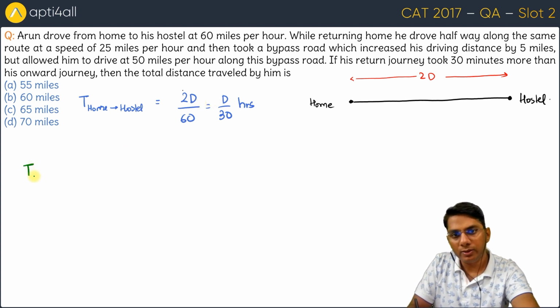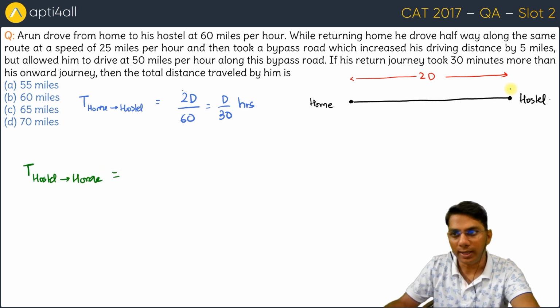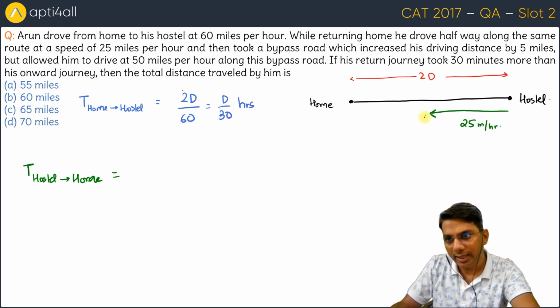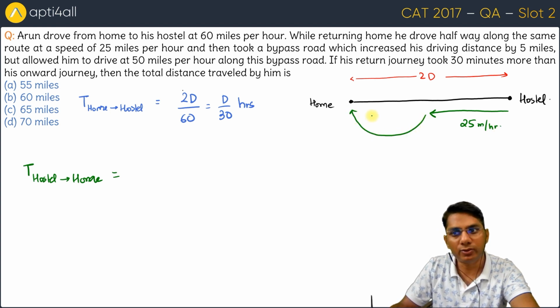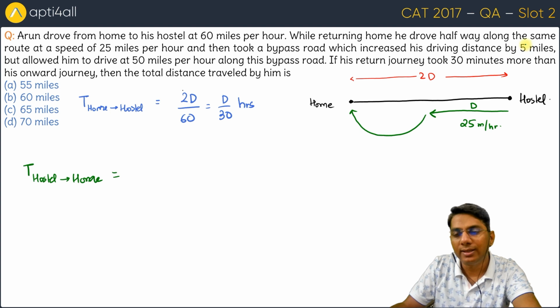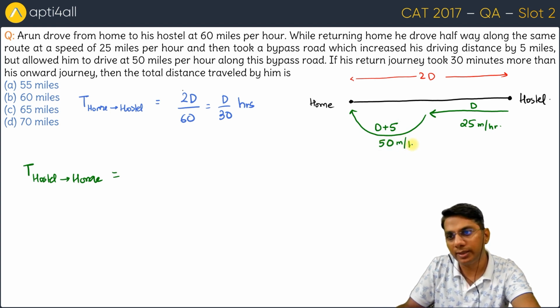Now what about the time taken to go from hostel to home? Now this is divided in two parts. The first half of the journey he is traveling at 25 miles per hour and the next half is through a bypass road. The first half is d miles. The second half, since he takes a bypass, the distance increases by 5 miles. So the distance becomes d plus 5 miles, but the speed for the next half becomes 50 miles per hour.